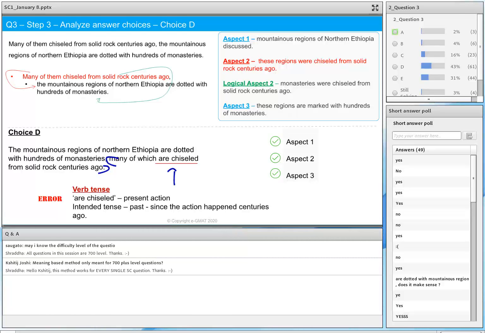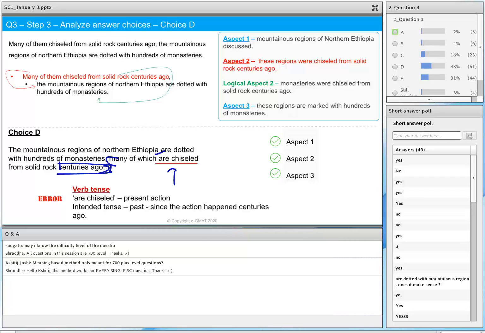Why not "are chiseled"? Because the sentence clearly says that these monasteries were chiseled centuries ago, hundreds and hundreds of years ago. So for an action that took place hundreds of years ago, how can we use "are chiseled"? Can we say that the First World War is fought in 1914, or the First World War is starting in 1914, or it starts in 1914? No, we cannot say that. For something that has happened, an action that is over, we always use the simple past tense verb for that particular action.